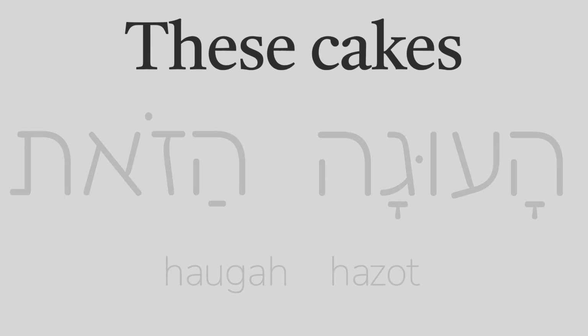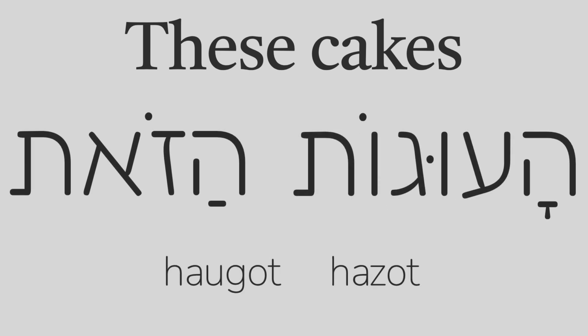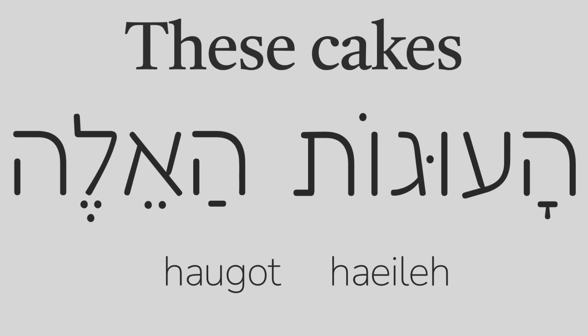To say these cakes, using these as an adjective instead of a pronoun, we do the same thing as this cake, but just pluralize it. This cake was ha'uga hazot. Ha'uga's plural is ha'ugot, and instead of zot, we use the plural ele to get ha'ele. So these cakes is ha'ugot ha'ele.